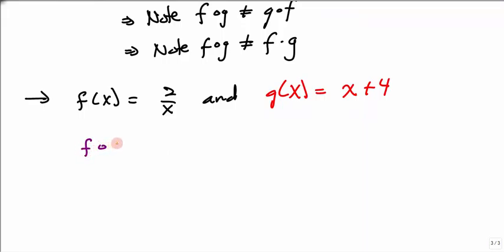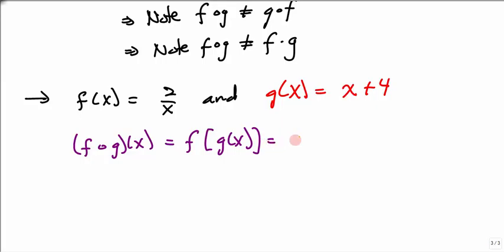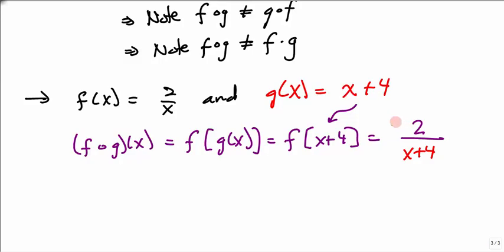F of g of x then, and I like to write these with different notation than this. I like to write it f and then in parentheses or brackets g of x. This means in my function f, I plug in the entire function g. So g in this case is x plus 4, and that came from right here. So this means in my entire function f, wherever I see an x, I plug in x plus 4. So f of g of x is 2 over x plus 4 for this case.